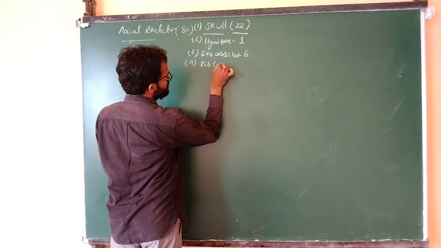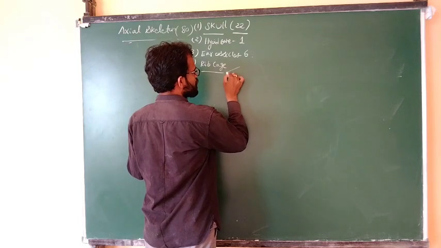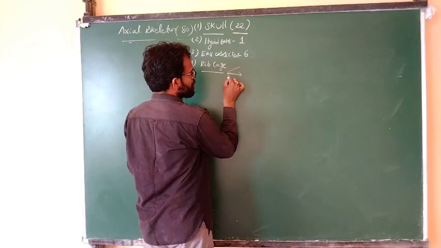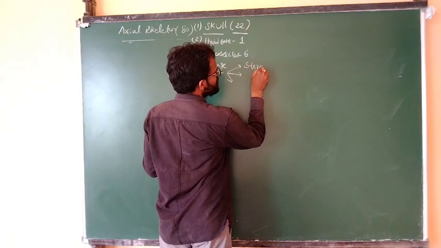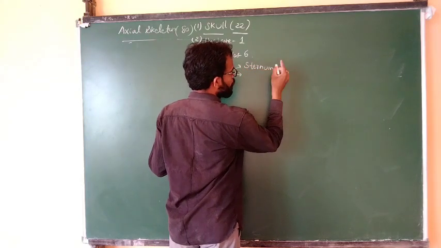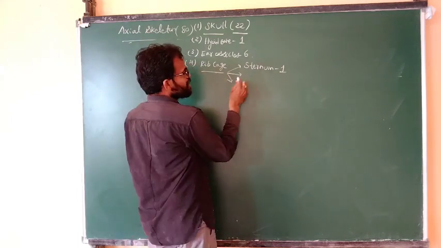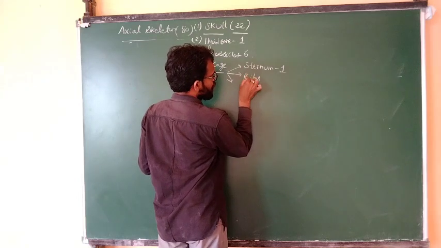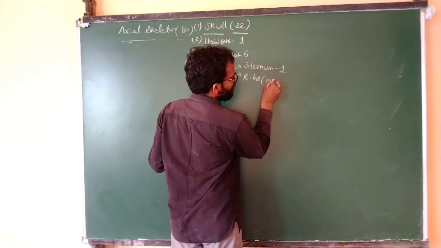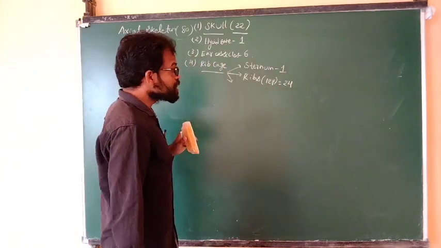After the ear ossicles comes the rib cage. What is the first part of the rib cage? Sternum, only one bone. Next, ribs. How many ribs? Twelve pairs of ribs, that is 24.